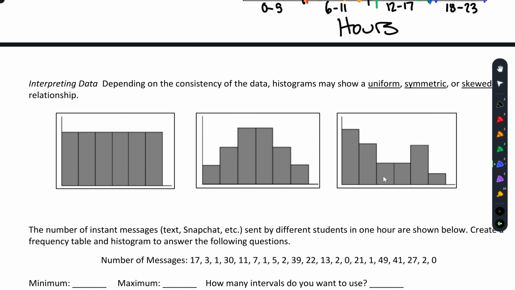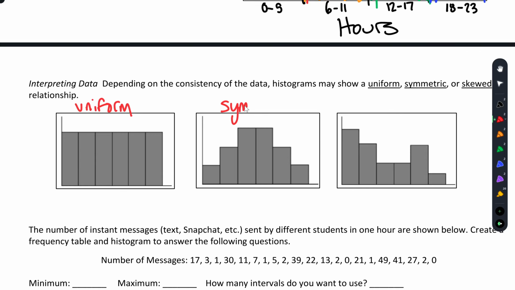So we have 3 different ways to describe our histograms. So those 3 terms are uniform, which is this one on the left here. Uniform is when they are all the same height or roughly the same height. They might not look exactly straight across, but they're essentially straight across. That's uniform.